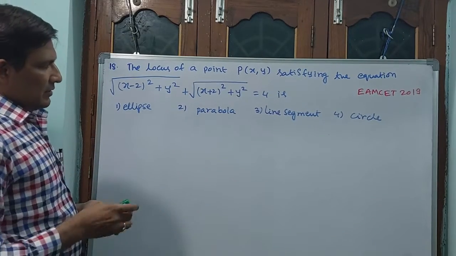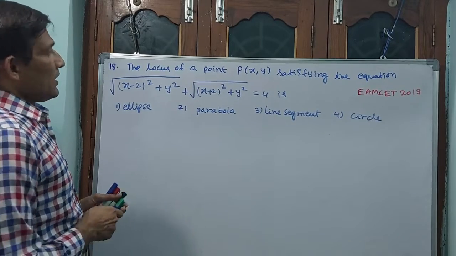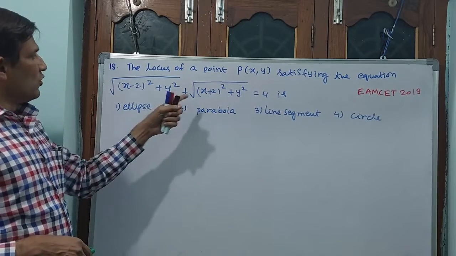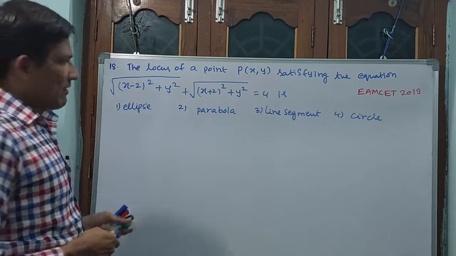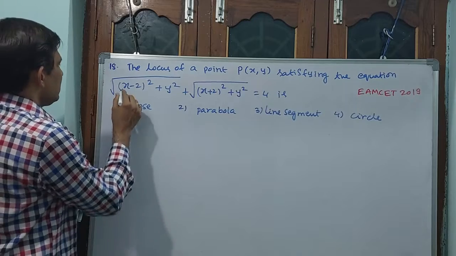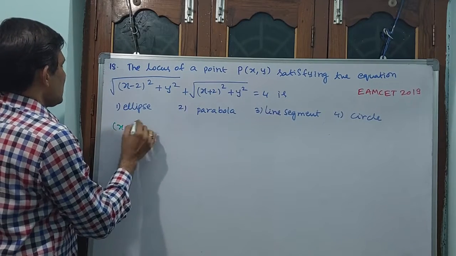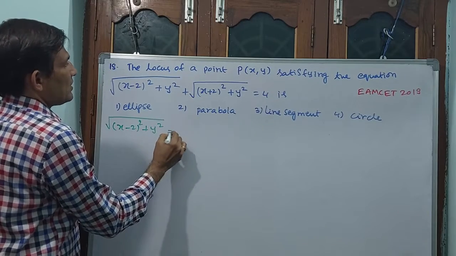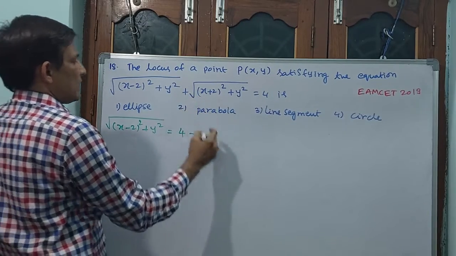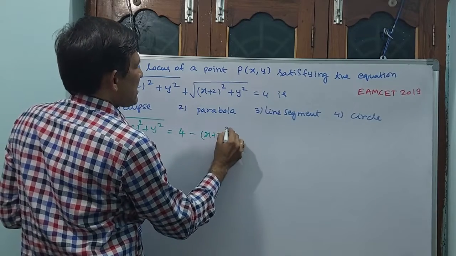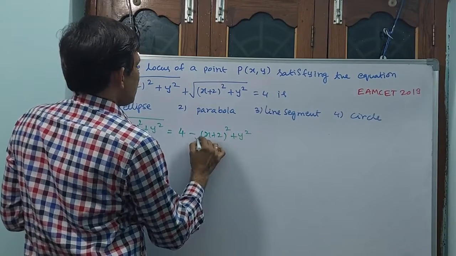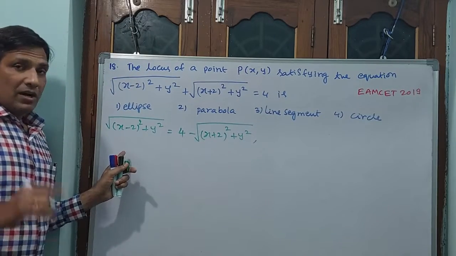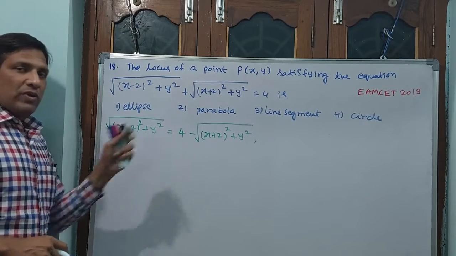Then proceed further. See here, you don't have any option, they have already given the square root, you cannot avoid it. What you have to do, you send one to that side. See what I am doing: square root of (x minus 2) whole square plus y square is equal to 4 minus square root of (x plus 2) whole square plus y square. Is it okay? Yes. Now, you square on both sides.